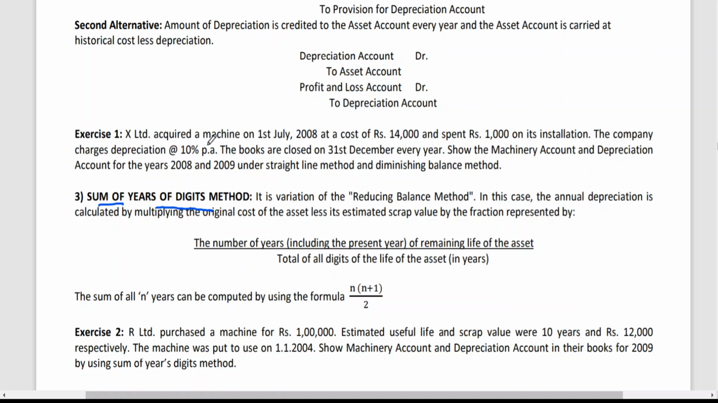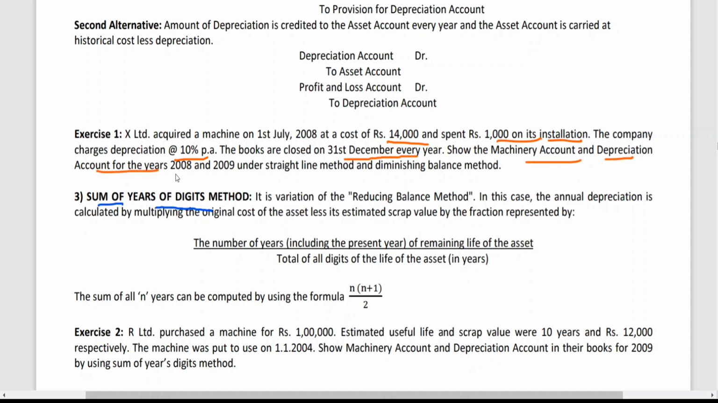X Limited acquired a machine on 1st July 2008 at a cost of 14,000 and spent 1,000 on installation. The company charges depreciation at 10% per annum. The books are closed on 31st December every year. Show the machinery account and depreciation account for the years 2008-9 under straight line method and diminishing balance method.